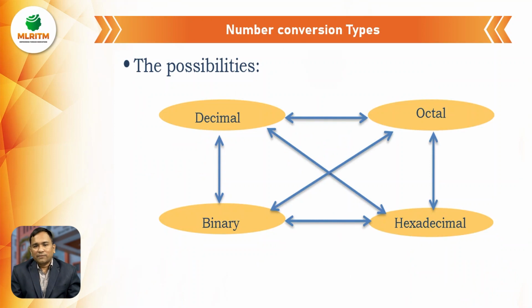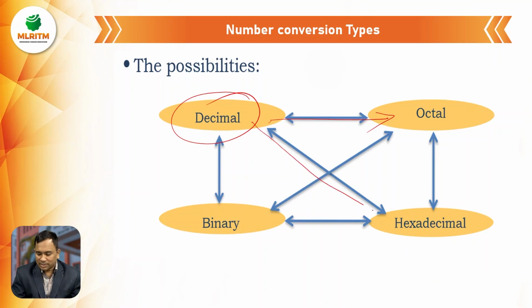How are the numbers converted into different formats? For example, I'm taking a decimal number. The possible ways are: decimal number converted to octal, decimal converted to hexadecimal, decimal converted to binary. And vice versa, reverse conversion is also possible. Means decimal to octal, octal to decimal; in the same way, decimal to hexadecimal, hexadecimal to decimal, decimal to binary, and binary to decimal.